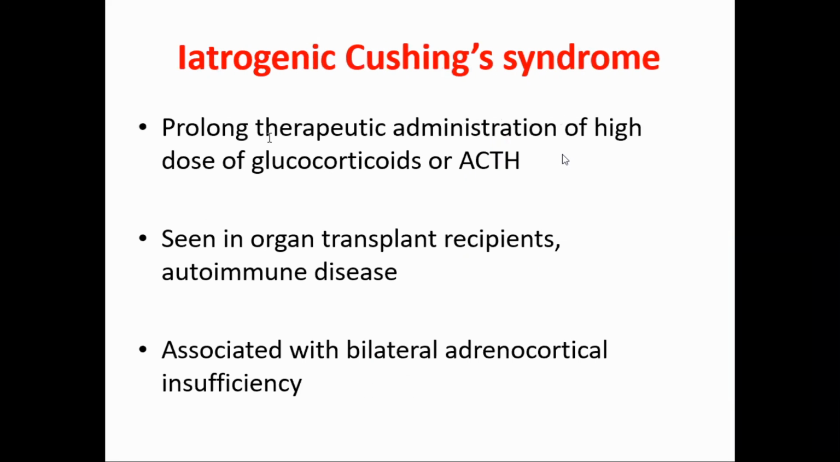Coming to the iatrogenic, as already mentioned, when a person is taking steroids for a prolonged period of time, it will lead to Cushing syndrome, mostly in case of autoimmune disease and organ transplant recipients. Here it is characterized by adrenal atrophy or bilateral adrenocortical insufficiency associated.